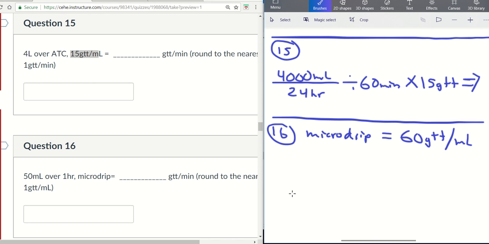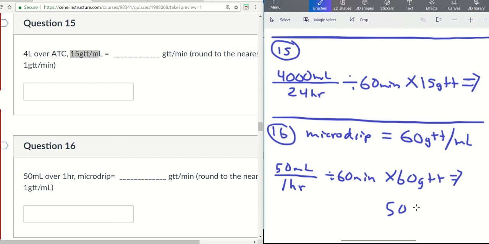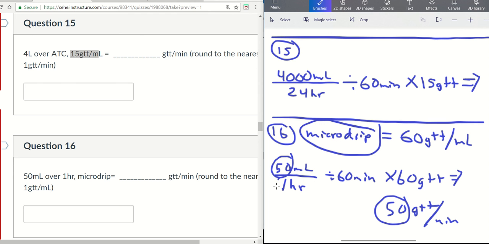So for number 16, anytime you're using micro drip tubing, the value of the flow rate is the same value as the drip rate, because you're going to divide by 60 minutes and then multiply by 60 drops, so it ends up the same. 50 GTTs per minute. So when micro drip tubing is used, the value of the flow rate is the same as the drip rate.